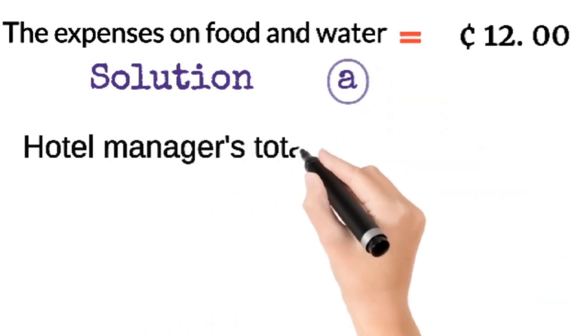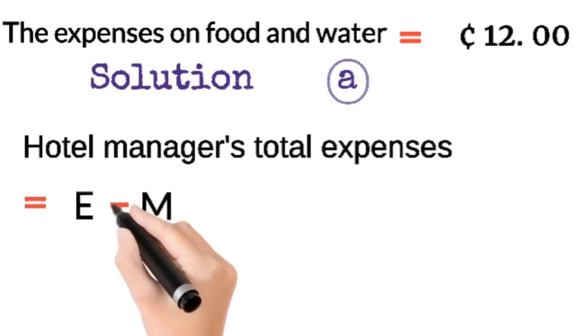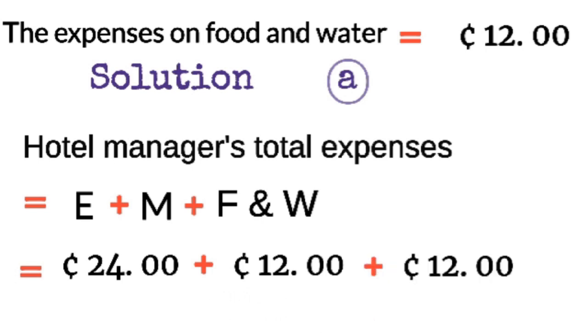We were asked to solve for the hotel manager's total expenses, which is the expenses on electricity plus expenses on management plus expenses on food and water. So the electricity is represented by E, the management is represented by M, food and water is F and W. So 24 cedis plus 12 cedis plus 12 cedis is equal to 48 cedis. That is the hotel manager's total expenses.